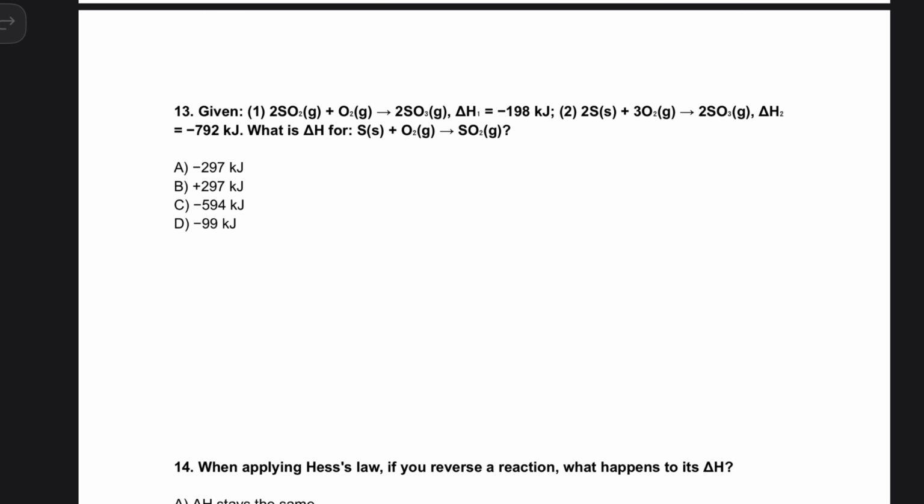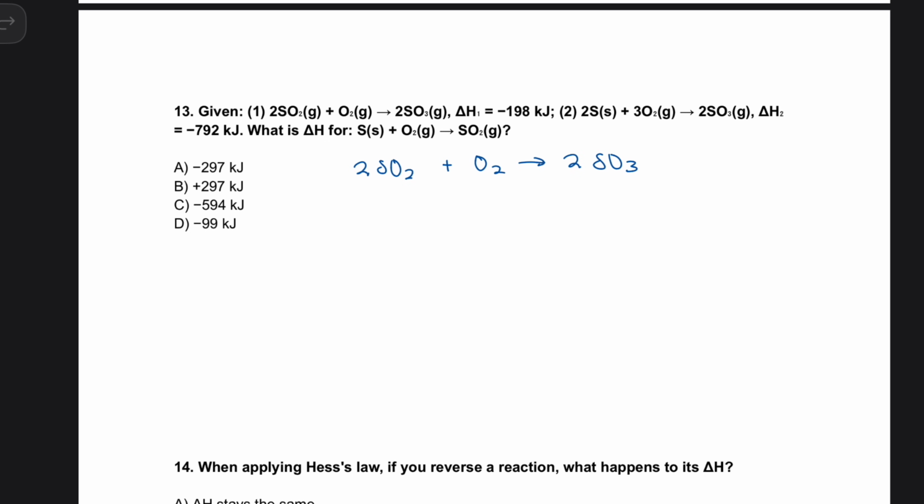Question 13. Given Formula 1 and Formula 2, what is delta H for the final formula? So this is, in my opinion, probably one of the more fun questions, and it's kind of like solving a system of equations in math. How I like to do it, by the way, I have a whole other video on this. It's the very first video I uploaded.